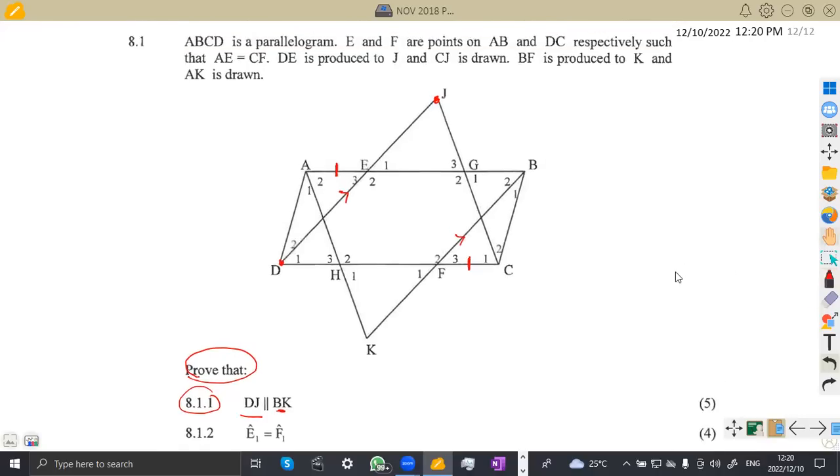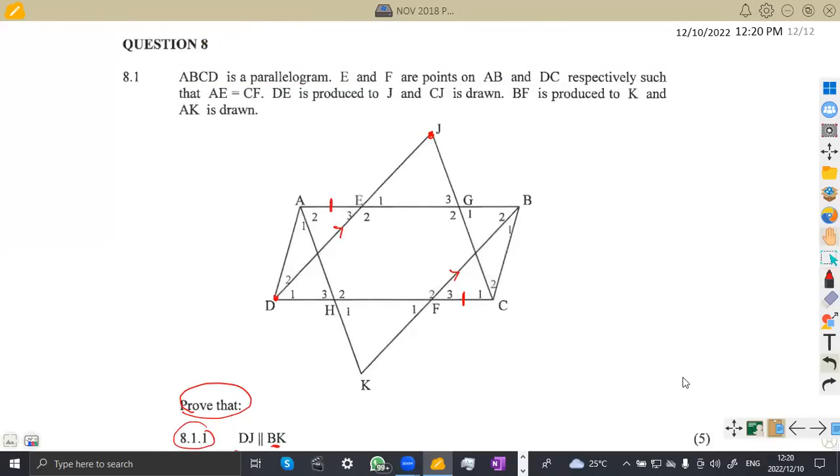First things first, let's check what we have about the parallelogram, because we're given that ABCD is a parallelogram. So take note, AB is parallel to DC, and they are also equal. Also here, BC is parallel to this side AD, and they're also equal. So what can we do, guys, to prove that these two are parallel?